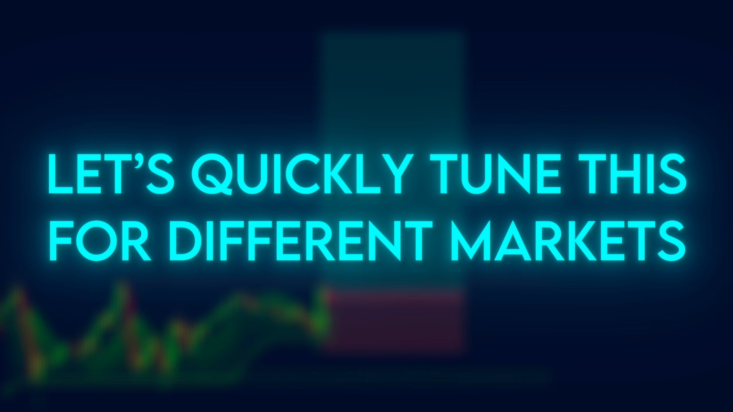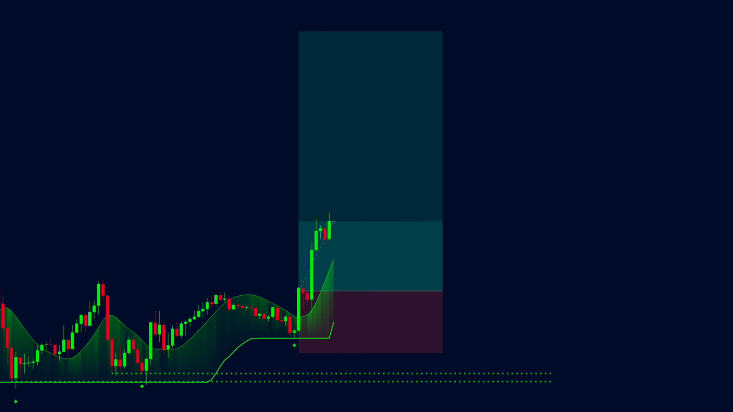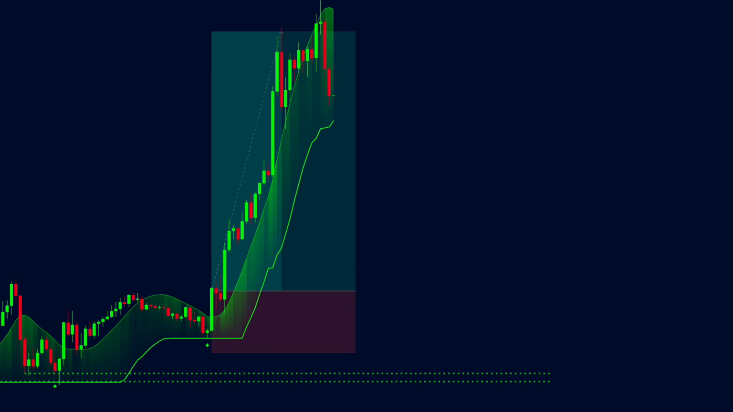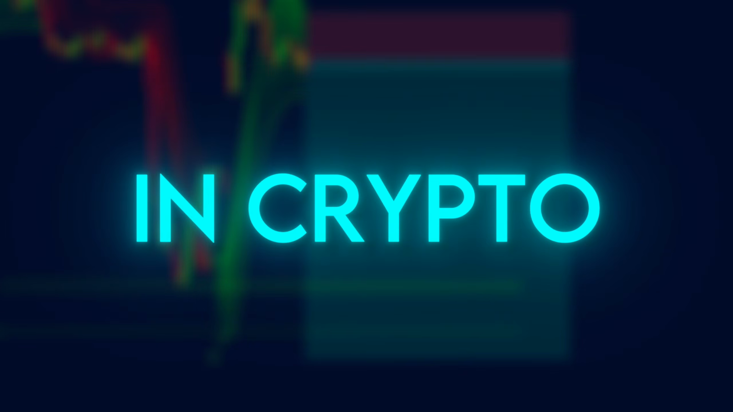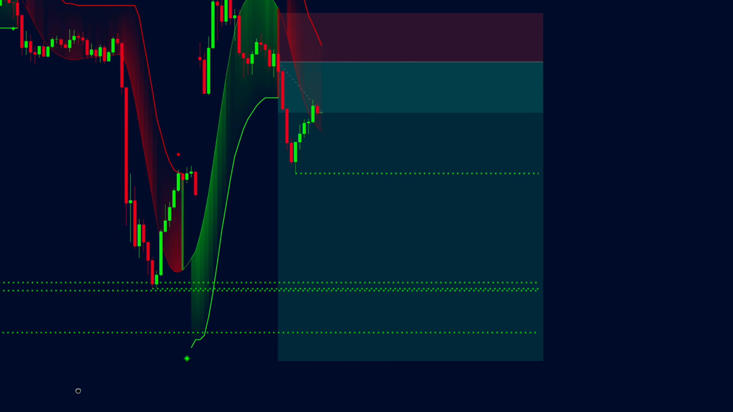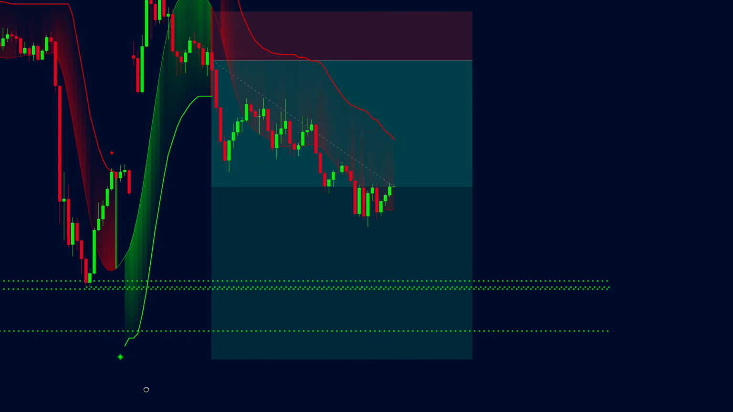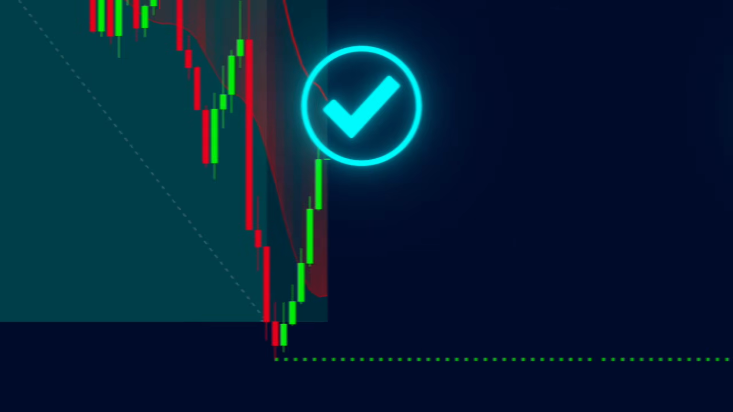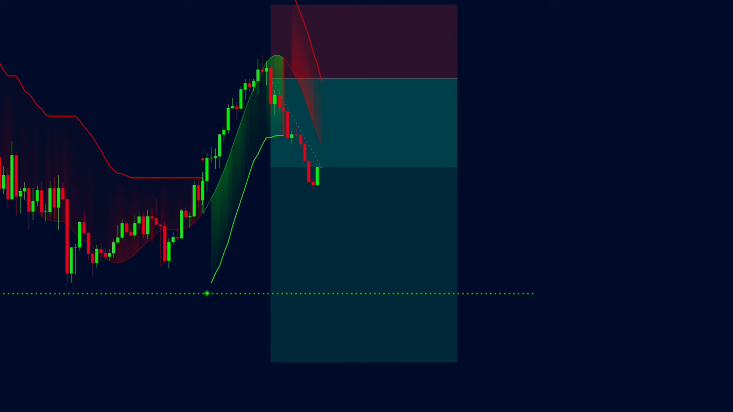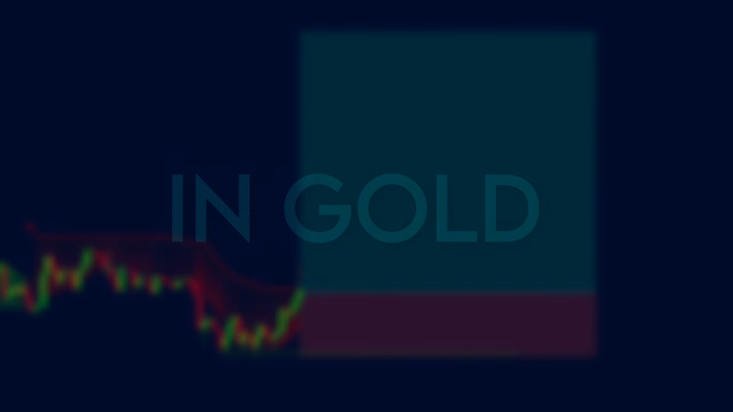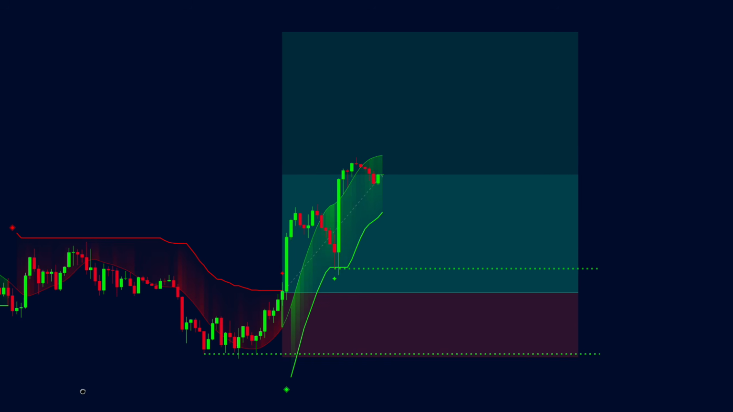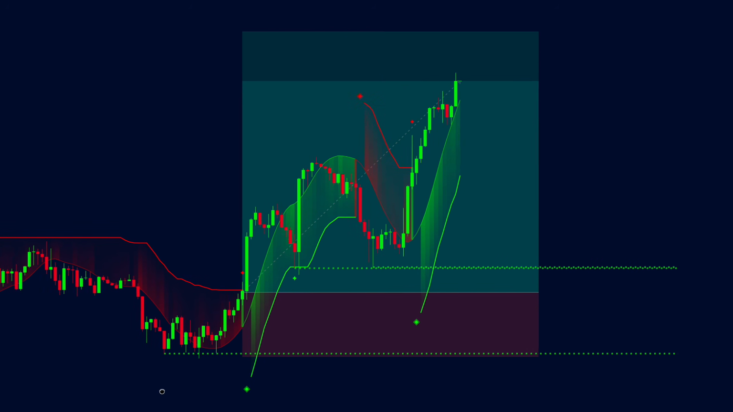Let's quickly tune this for different markets. In forex, medium smoothing works well because trends often develop steadily with orderly pullbacks. In crypto, markets move faster, so slightly higher sensitivity can help, but confirmation candles are still important to avoid false moves. In stocks, higher smoothing often keeps you aligned with institutional trends that develop over longer periods.